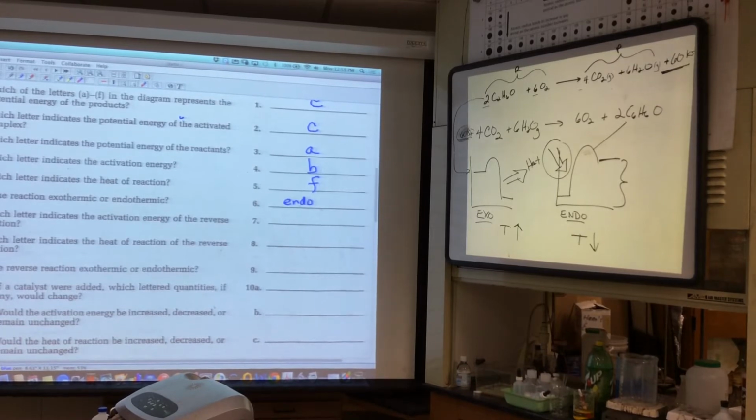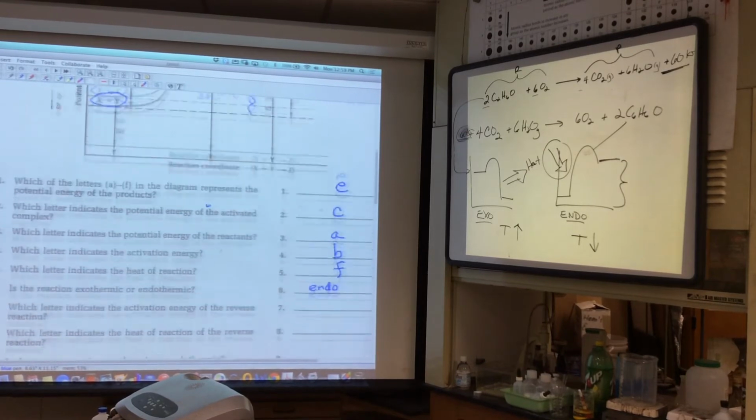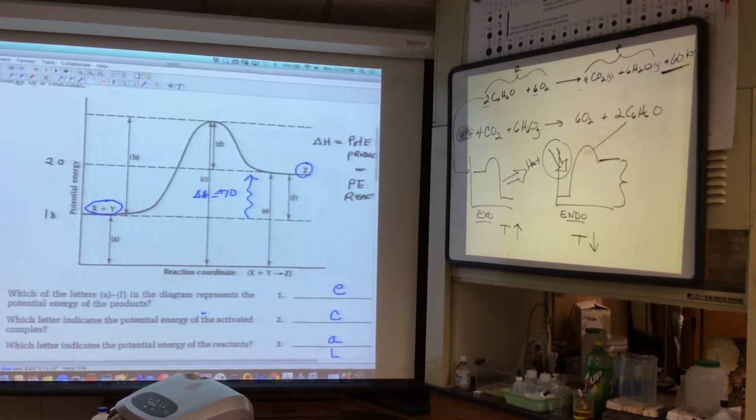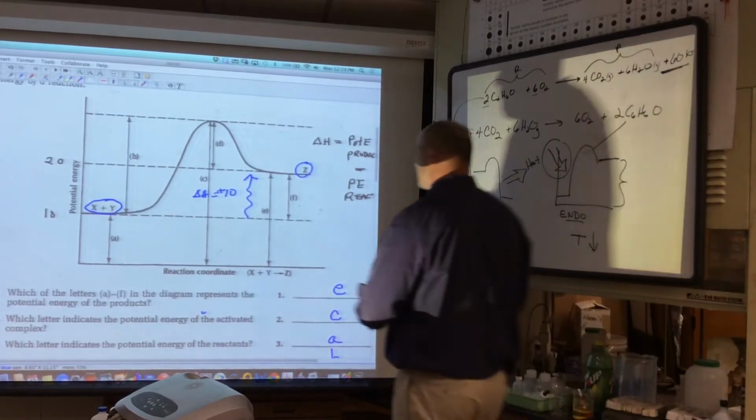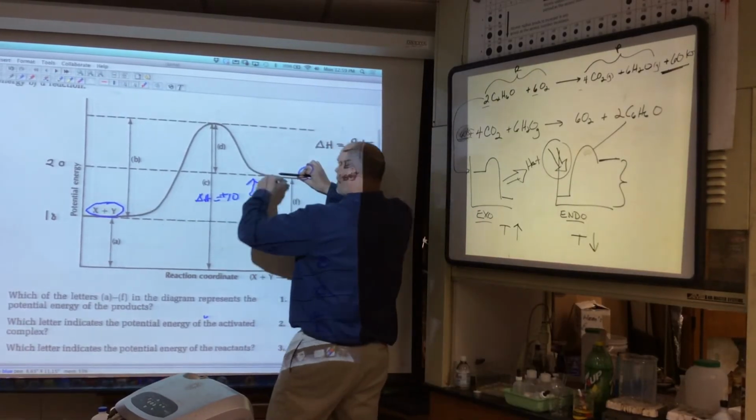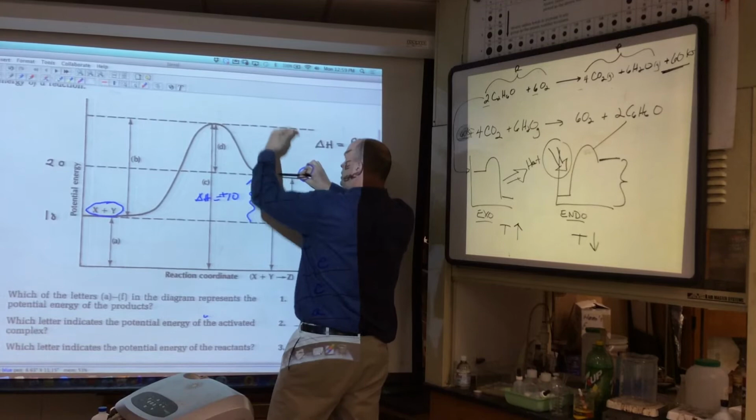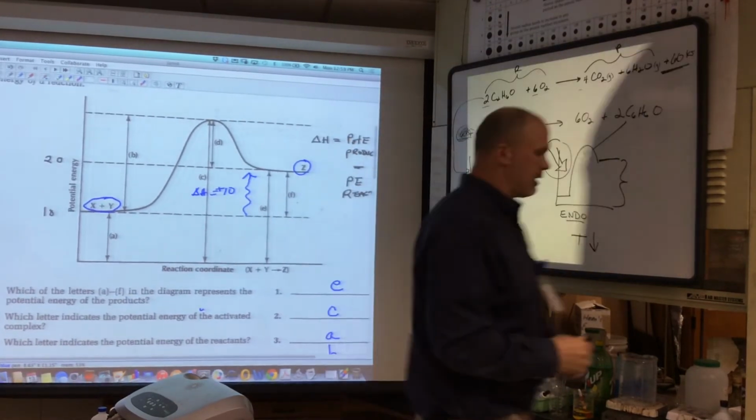What's happening to the temperature of the environment? It's going down, right. What's the activation energy of the reverse reaction? In the reverse, you start here, you go this way. The energy I need to start the reaction is letter D.